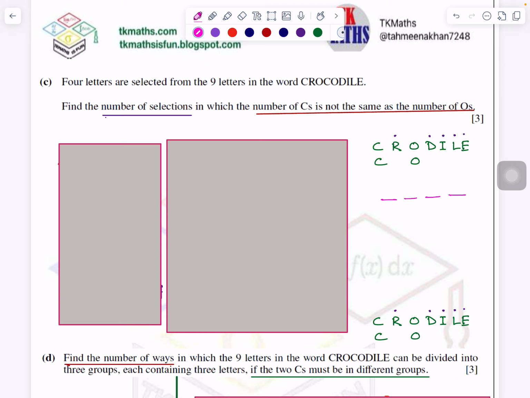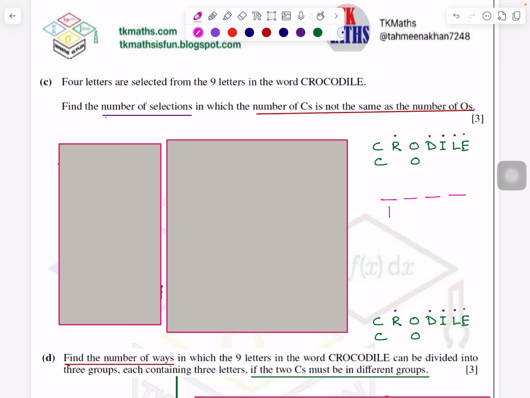So when you are selecting, I'm just giving you one example. If there is 1 C, then there will be 2 O or maybe 0 O. They should not be the same. It should not be 1C 1O, 2C 2O, or 0C 0O. This should not be the case. So you have to consider all the cases when they are not the same.